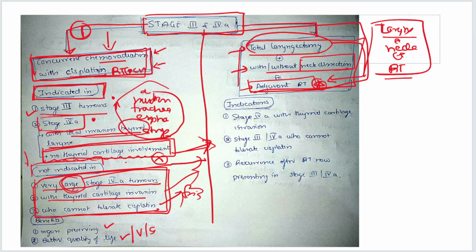Definitely you send the patient for radiotherapy. Total laryngectomy, you never do it alone. You always follow it up with adjuvant radiotherapy, adjuvant given after the primary treatment. So what are the indications?